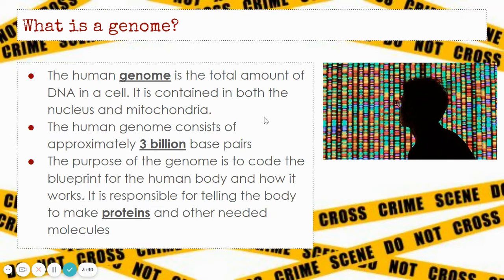The human genome consists of approximately 3 billion base pairs. The purpose of the genome is to code the blueprint for the human body and how it works. It's responsible for telling the body to make proteins and other needed molecules. It also has the information about where certain things need to be located. It's why your arms are where they are and not a leg. It's all thanks to your genes.